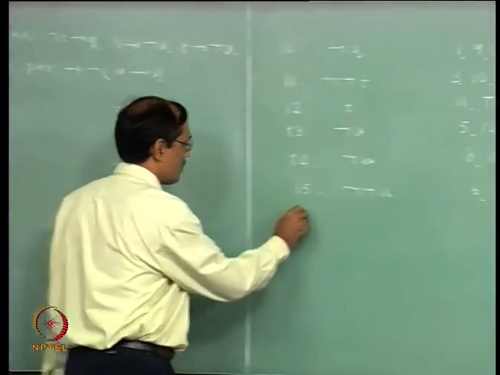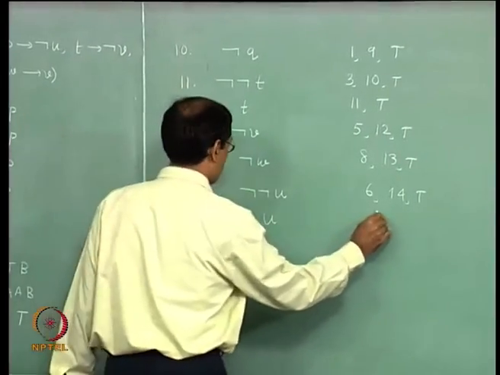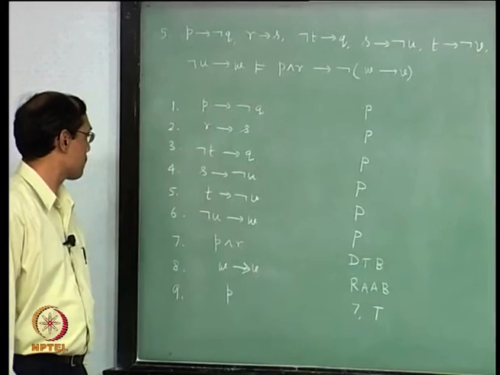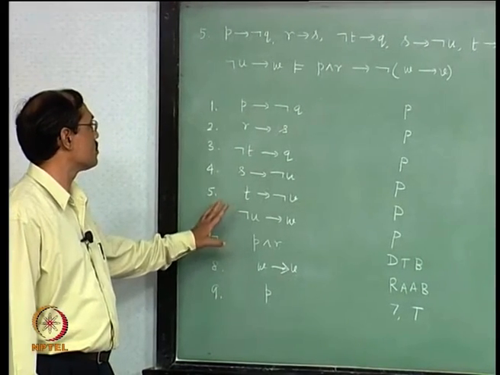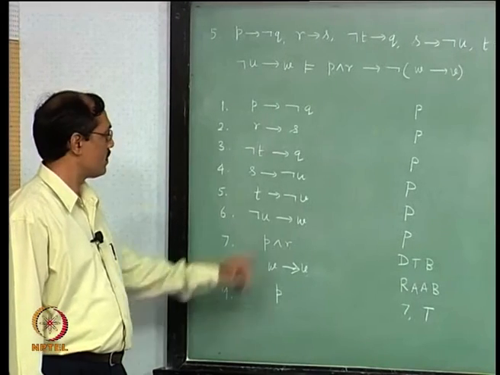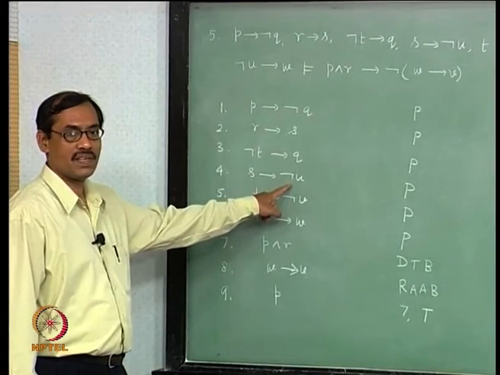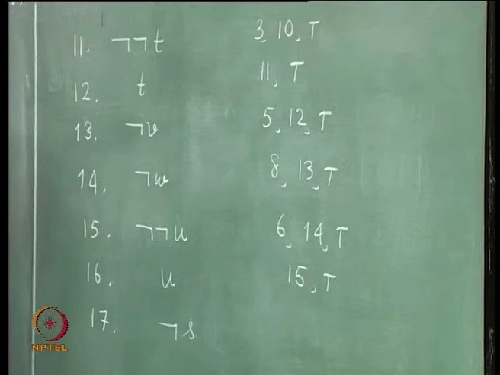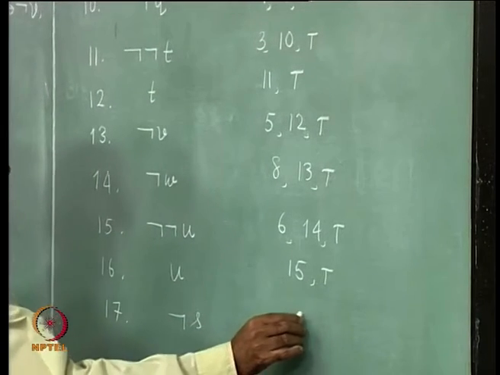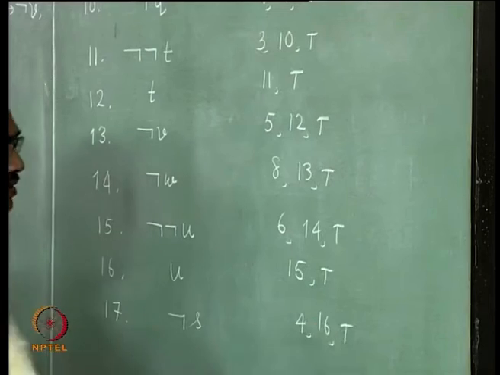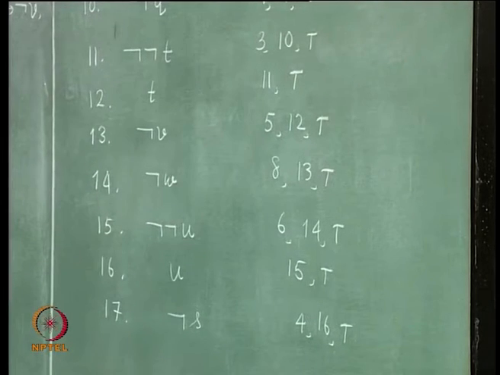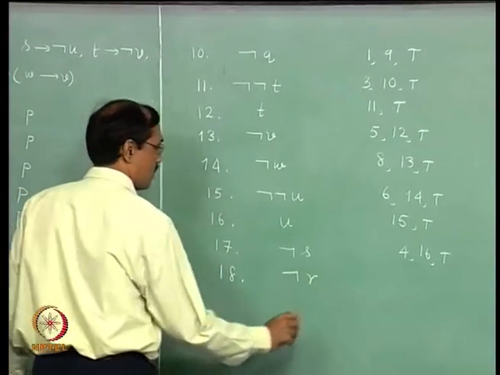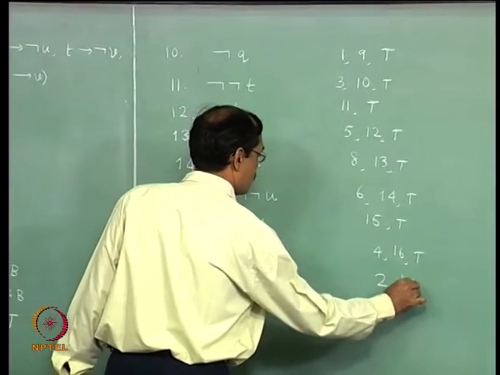So, let us bring it to better form. So, U, double negation. Next, we have got U. So, again this is appearing here. So, 17 is not S, that comes from 4, 16 modus tollens, 2 that gives not R, same way 2, 17 modus tollens.